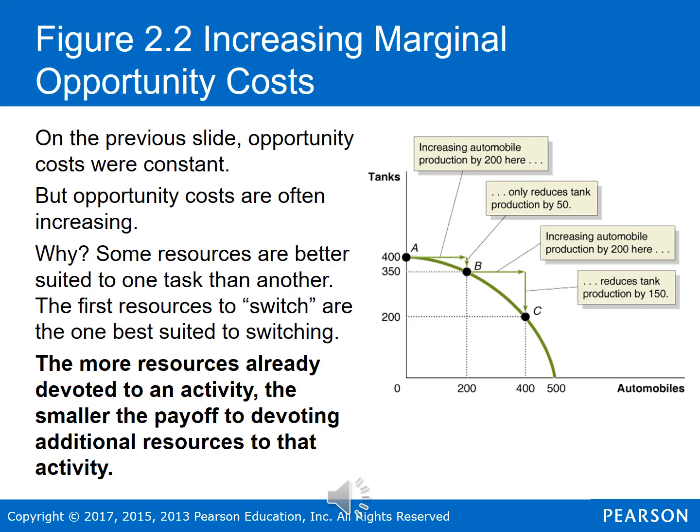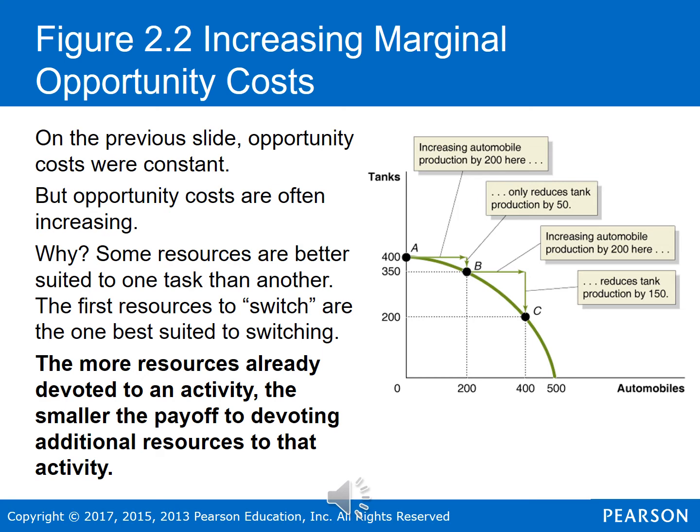Moving from point B to point C, however, we increase the production of automobiles from 200 to 400. We're now giving up 150 tanks, so reducing tank production by 150. So the opportunity cost of producing the next 200 units of automobiles is increasing. It's much larger than the first one, because these resources are less well suited to producing automobiles. Or in this case, they're well suited to produce both tanks and automobiles. So you're giving up basically as many tanks as you are gaining automobiles.